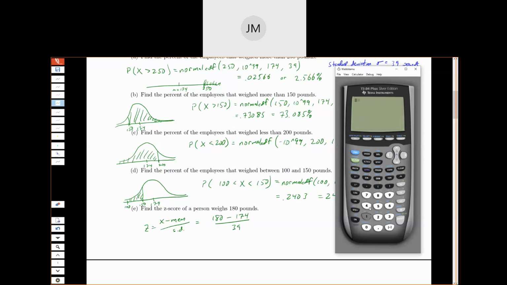Now, you have to be careful. If I just type 180 minus 174 divided by 39, I'm going to get a wrong answer. What's happening is my calculator is doing the division first. So it's only dividing 174 by 39, instead of dividing the whole numerator by 39. So if I have this big fraction bar, if I want to divide the whole numerator, I have to put the numerator in parentheses. Okay, and then it gives me 0.1538.